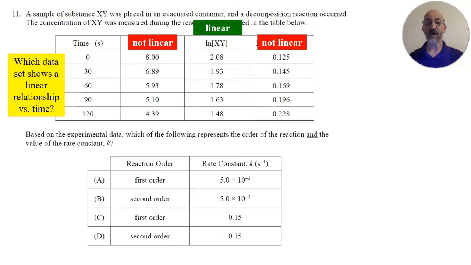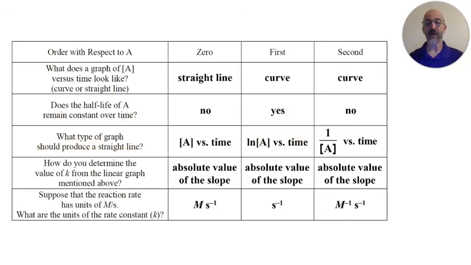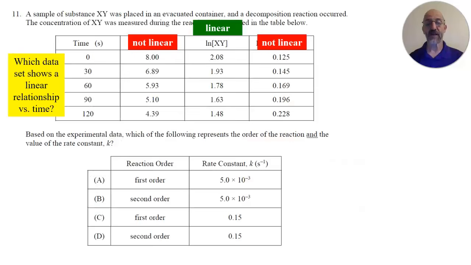Well, now that we know that the plot of natural log of concentration versus time is linear, it says, based on the experimental data, which of the following represents the order of the reaction and the value of the rate constant K. So if the natural log of concentration versus time is linear, that means first order kinetics. So the correct answer to question 11 is first order, which means it's either A or C, so we can eliminate choices B and D.